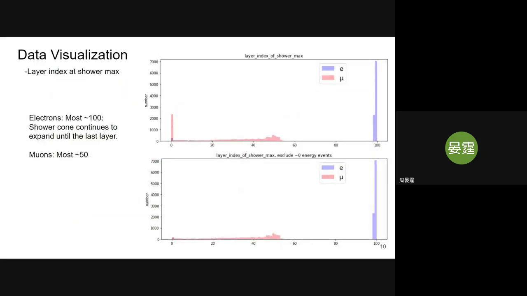So here's a histogram of the layer index of the shower maximum of each event. You can see most of the electron events have a maximum at the last few layers, indicating that the shower is continuously interacting with the films to create more base tracks. The muons, however, have a maximum spread out along the 0th to 50th layer, indicating that many muons just pass through the films without causing interactions.